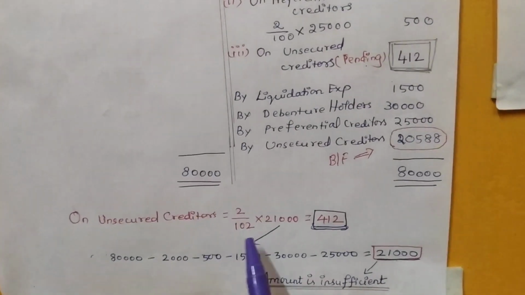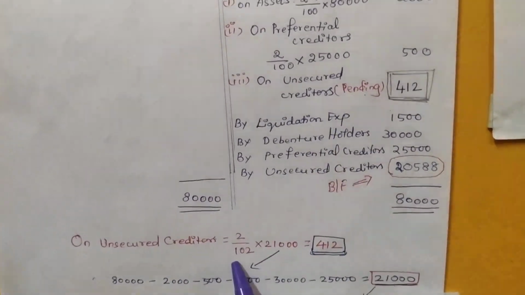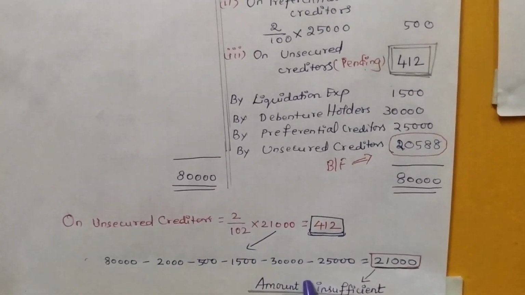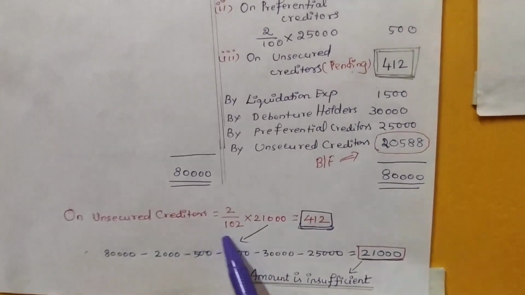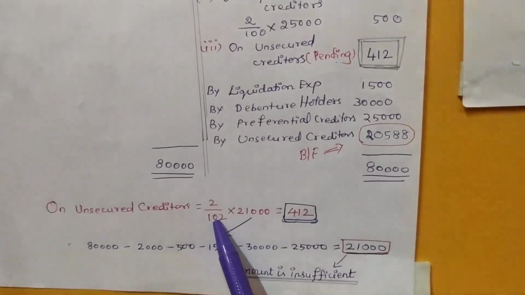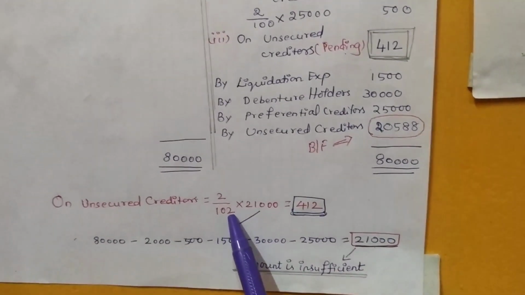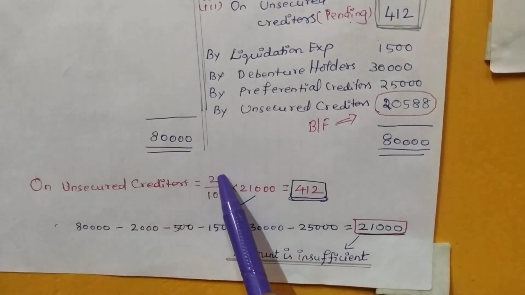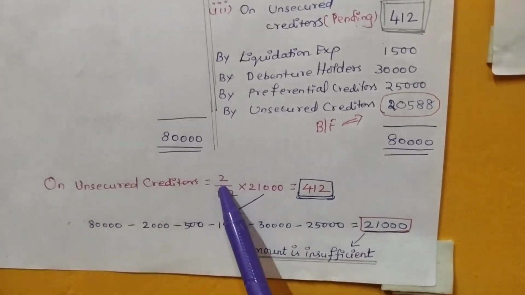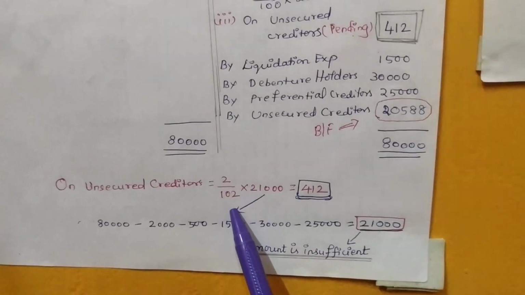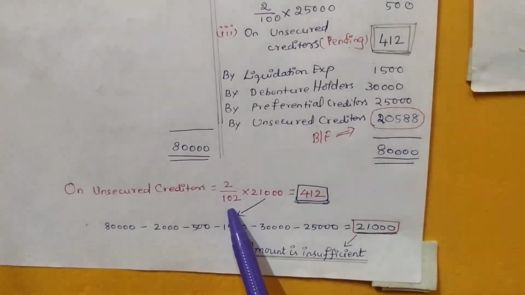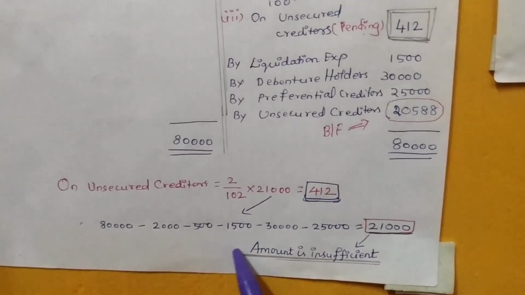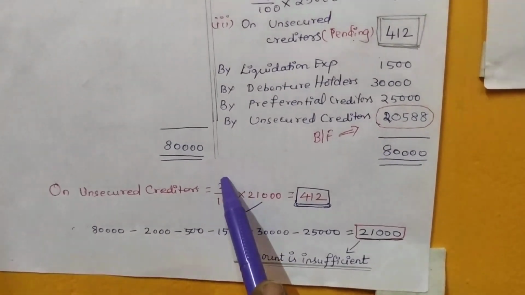2%. So here you should take for this calculation 2 by 102. Why 102? Because the amount is insufficient, as in the previous sessions I told. The formula goes like this: in the denominator, percentage of commission plus 100. Percentage how much? 2. So 2 plus 100, 102. Therefore 2 by 102, not 2 by 100. Now why? The amount is insufficient. That's why 2 by 102.